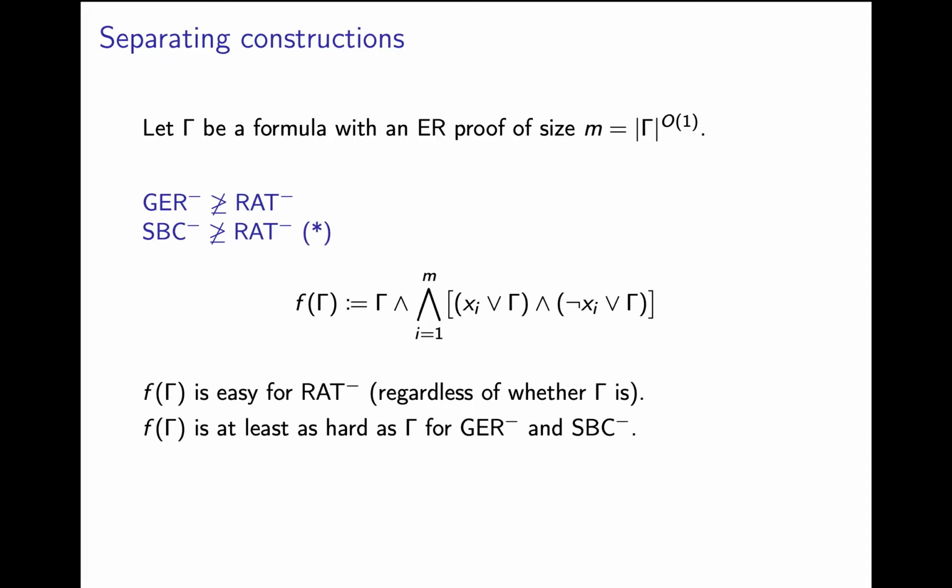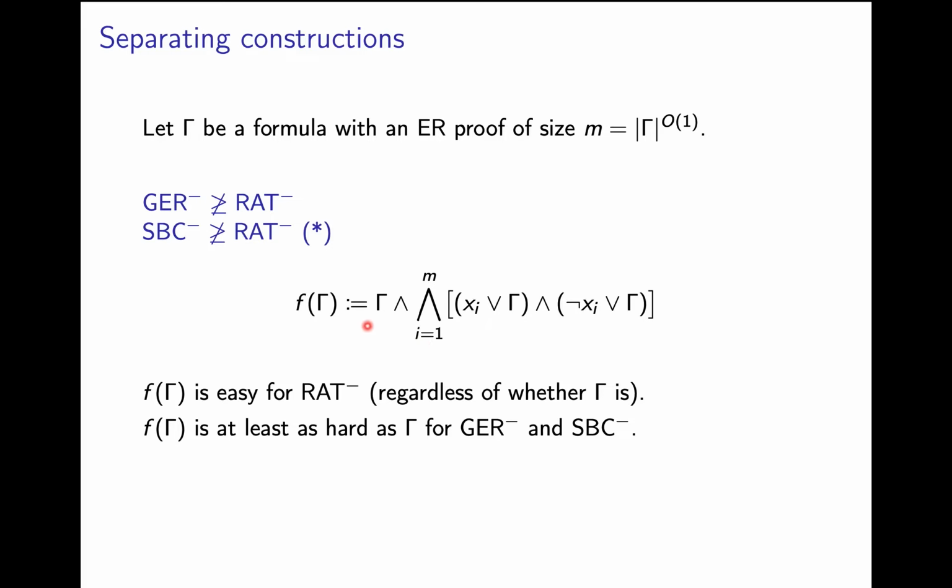This formula, f of gamma that you see here, separates this Rat minus system from the other two. The asterisk means that the separation is conditional, and the condition is that ER is separated from the weaker system. So we read this statement as: unless SBC minus simulates ER, it does not simulate Rat minus. Now let's take a closer look at the formula.